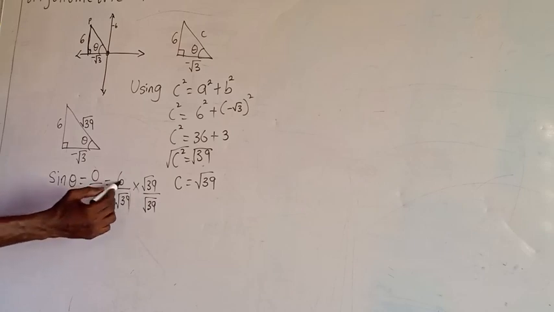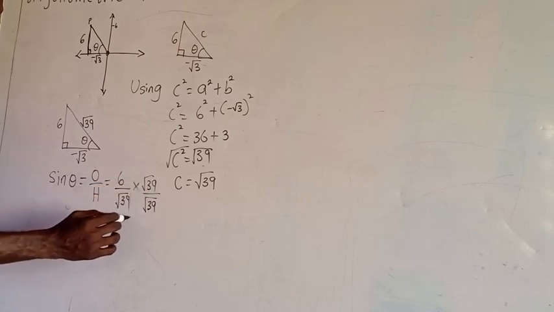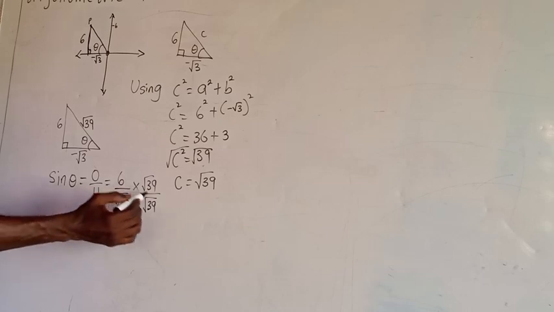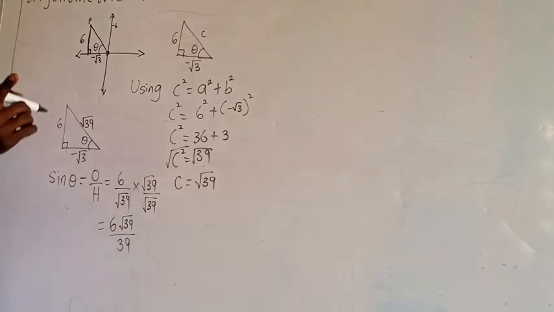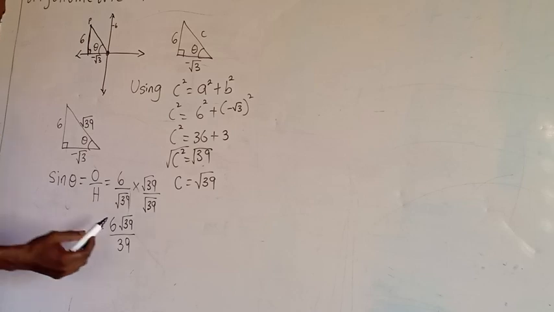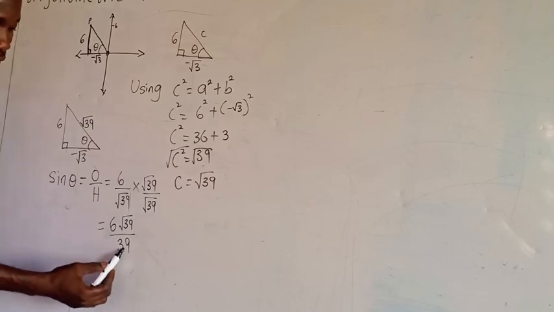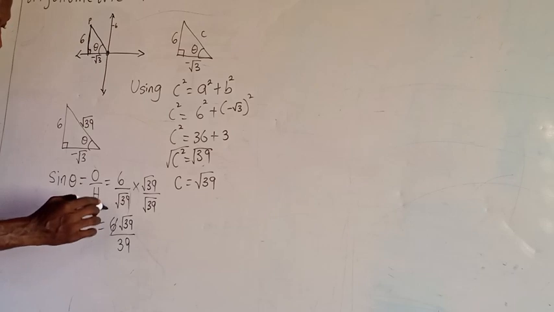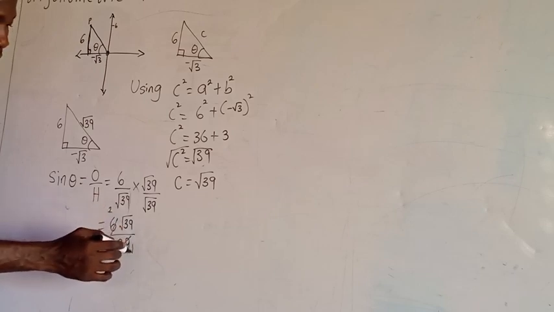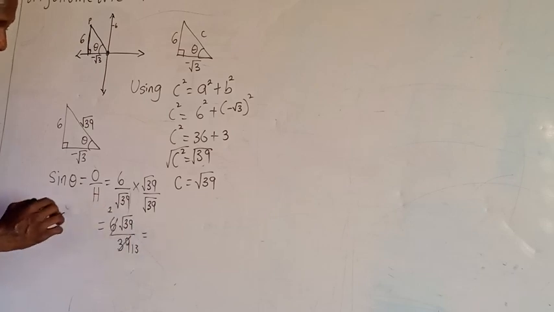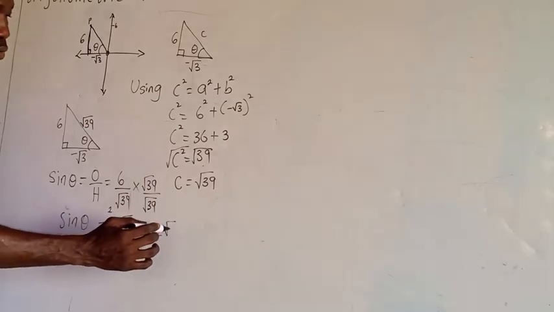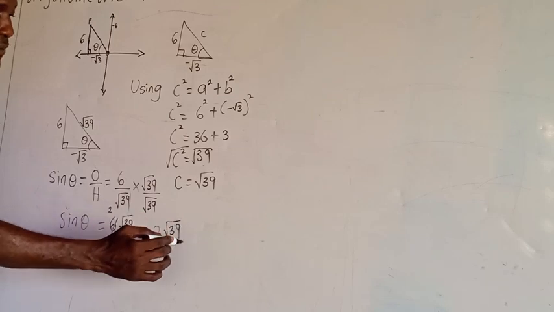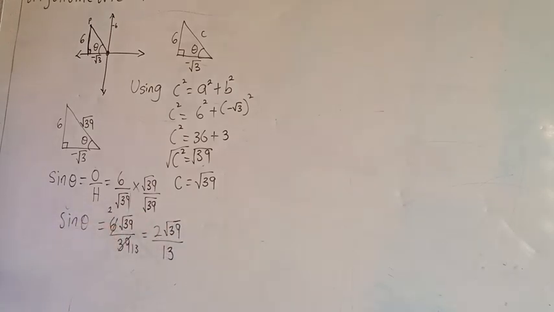So this will leave us with 6 times root 39, which is 6 root 39, divided by root 39 times root 39, which is actually 39. Remember, root A times root A is A. Here, 3 can divide 6, and 3 can also divide 39. So 3 here gives 2, 3 here gives 13. Finally, our sine theta in this expression is going to be 2 root 39 divided by 13.